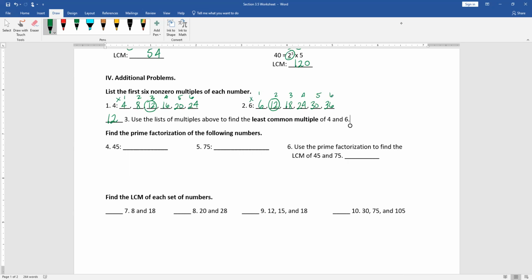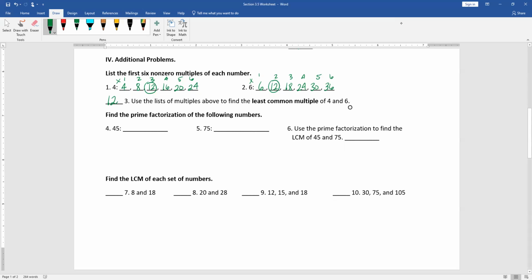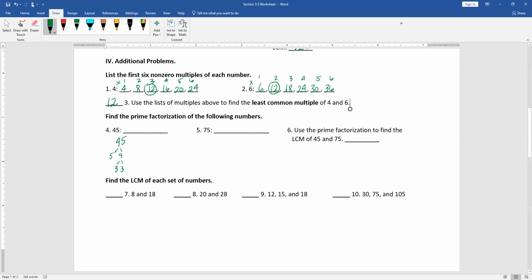So for number 4 and 5, we are using prime factorization to figure out the least common multiple of 45 and 75. So 45 is 5 times 9, and 9 breaks down into 2 3s. So the prime factorization of 45 is 3 squared times 5. 75, we just did. I'll do it again. 5 times 15, and 15 is 3 times 5, which are prime numbers. So 3 times 5 squared.